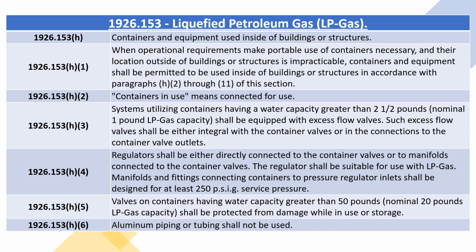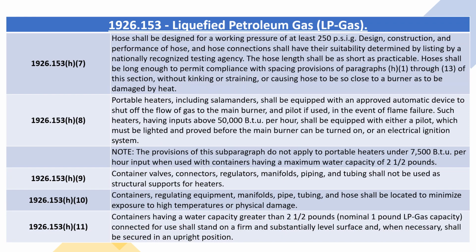1926.153(h)(6), Aluminum piping or tubing shall not be used. 1926.153(h)(7), Hose shall be designed for a working pressure of at least 250 psi, i.e., design, construction, and performance of hose and hose connections shall have their suitability determined by listing by a nationally recognized testing agency. The hose length shall be as short as practicable. Hoses shall be long enough to permit compliance with spacing provisions of paragraphs (h)(1) through (3) of this section, without kinking or straining, or causing hose to be so close to a burner as to be damaged by heat.